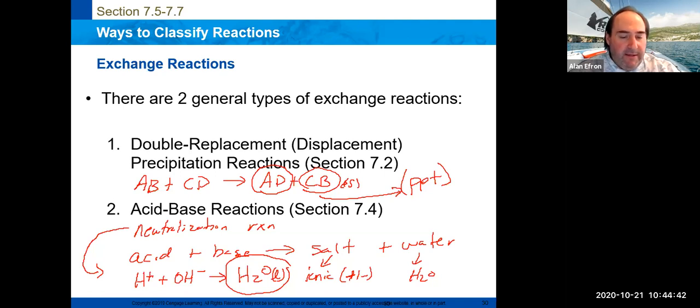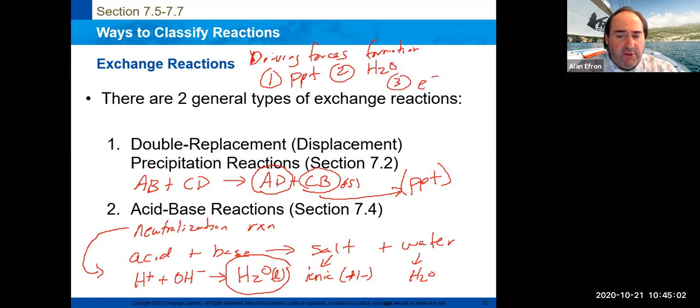And if you remember, I think we talked about some driving forces for chemical reactions. And really, there are three main ones: a precipitate being made, the formation of water, and an electron transfer, which is all those redox reactions we talked about previously. So we're really going to focus in this part of the chapter on these two driving forces for chemical reactions to take place, that precipitation occurring and also that formation of water.